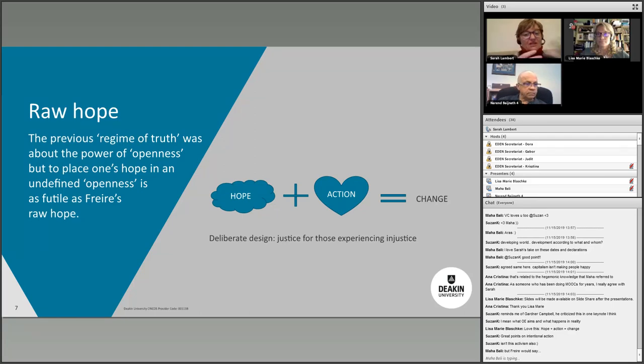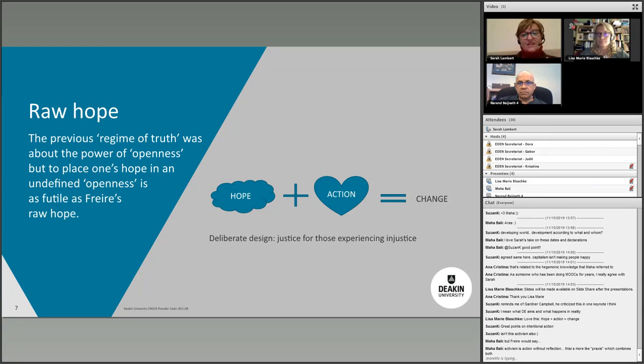And as Maha's talked about, with intentionality about who we address in our virtually connecting, I'm talking about the deliberate design. So the design for justice for those who are experiencing injustice. And that means you need to understand really who is experiencing that injustice in your local area. In our place, it's often the regional learners who are absolutely experiencing greater injustice.